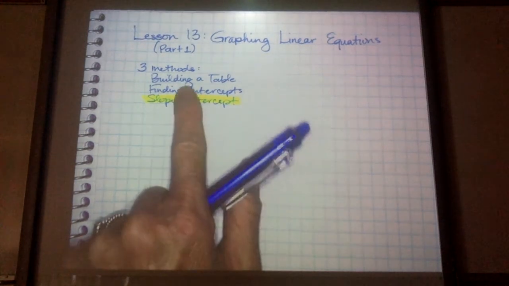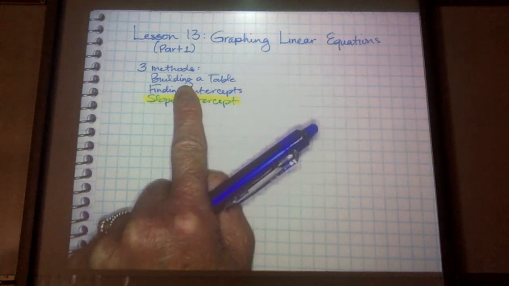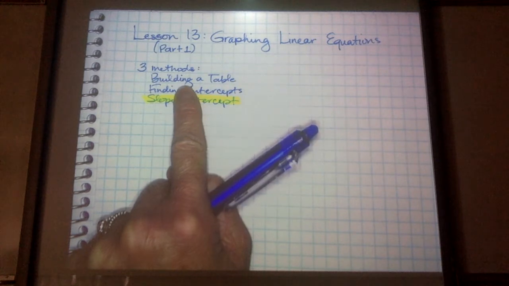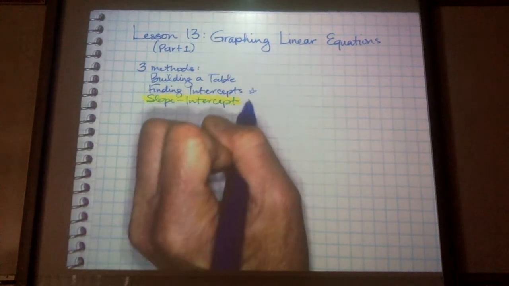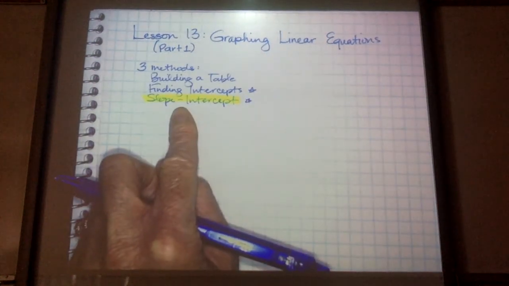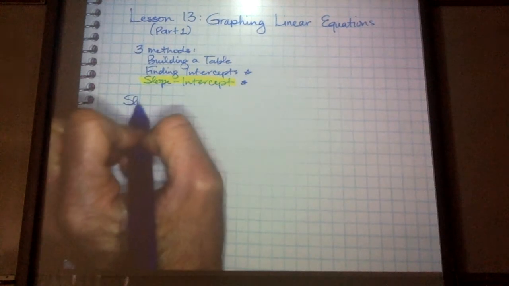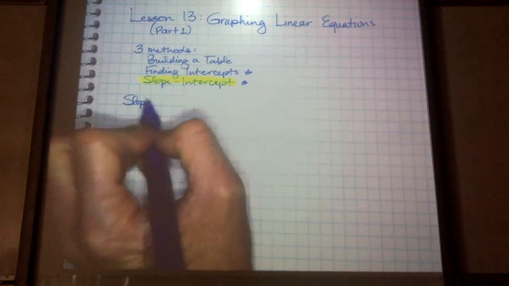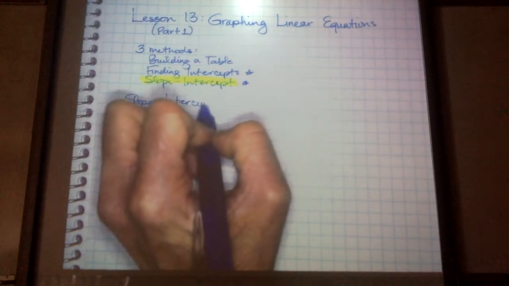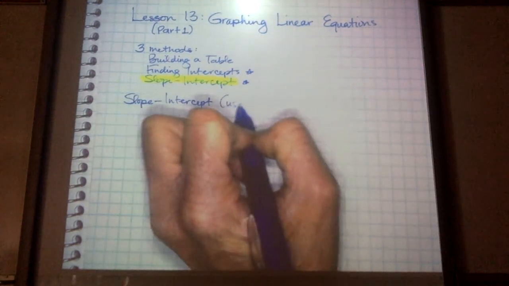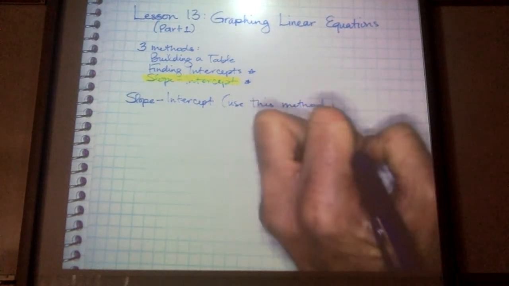Building a table isn't very effective, especially when it comes to solving systems. So I wouldn't bother. Finding intercepts are the main two. But like I said, I'm only going to go over slope-intercept. So here we go. Again, if in homework it says graph building a table, you can ignore that and then graph using this method. So I will write that.